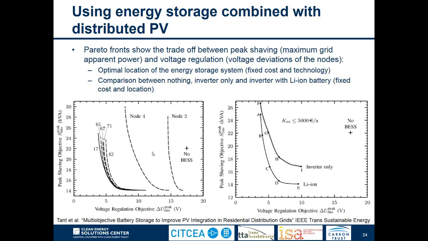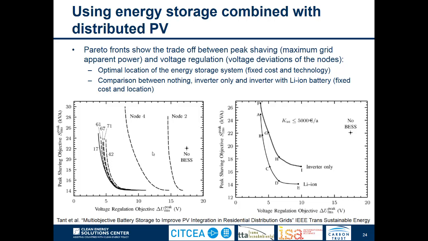The studies conducted in the paper have shown very interesting results. The Pareto fronts in the figures show the trade-off between peak shaving, which is related to the maximum grid apparent power, and voltage regulation, which quantifies the voltage deviation of the nodes. This allows us to see the optimal location of the energy storage system, and it also allows us to compare between having nothing, having only an inverter, and having an inverter with an additional battery.